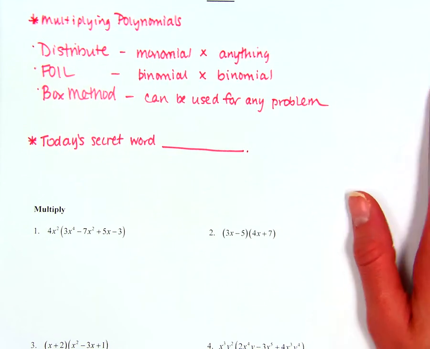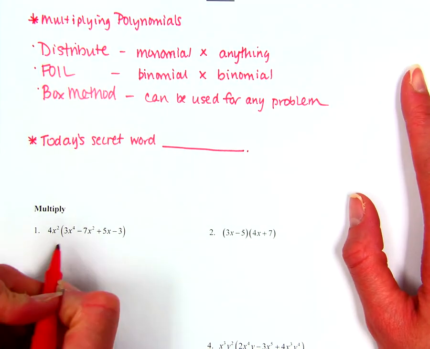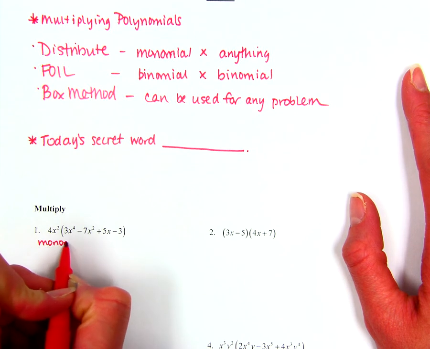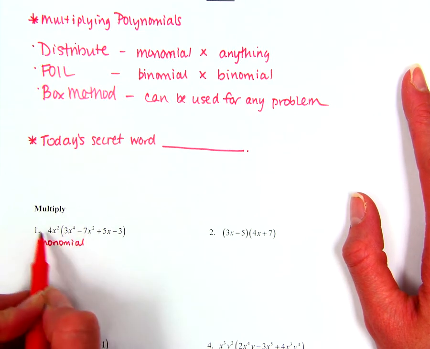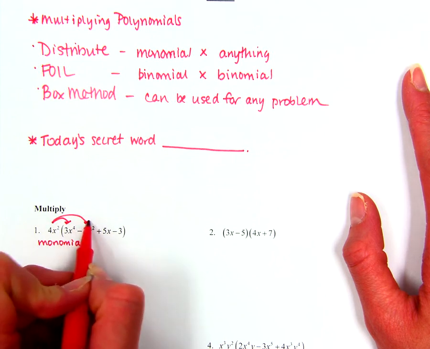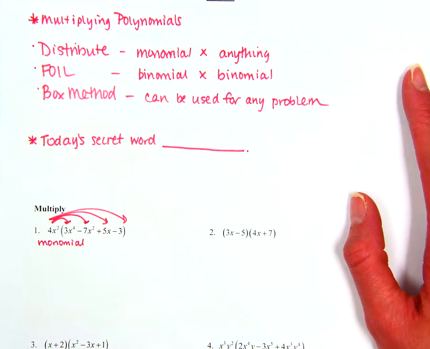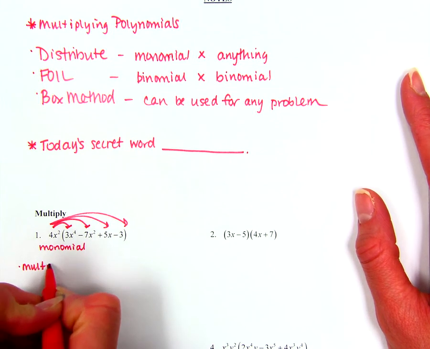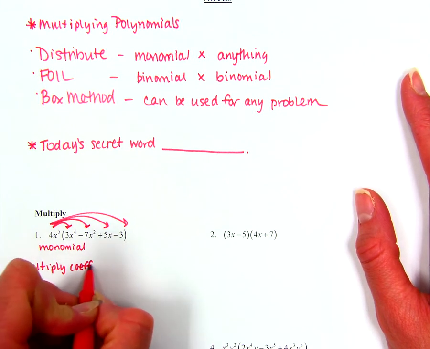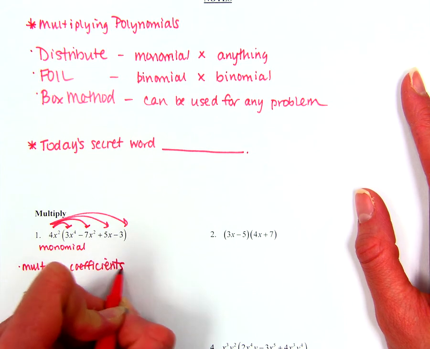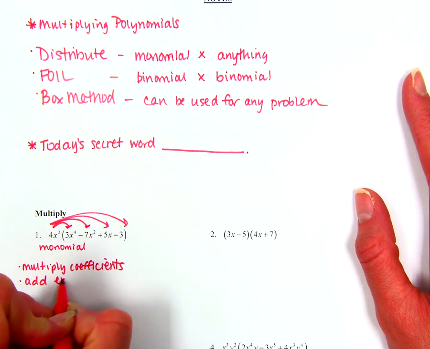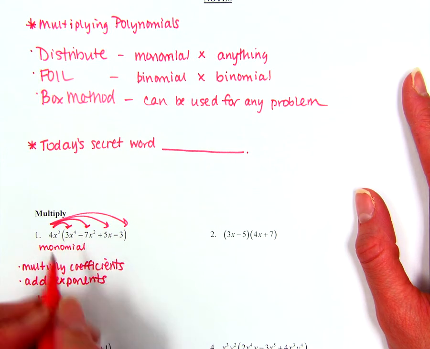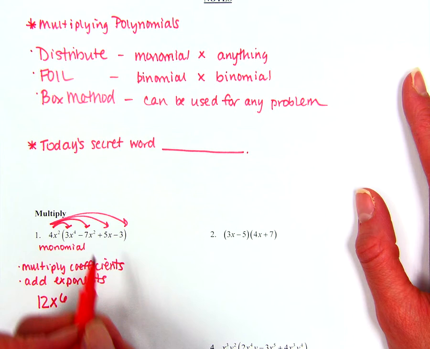All right, so here if I look at this term, it's 4x squared. That's a monomial. Since this is a monomial on the outside, I know this is a distributing problem. When you multiply, you're multiplying the coefficients and you're adding the exponents. So 4 times 3 gives me 12, and x squared times x to the fourth is x to the sixth. And then I keep going.